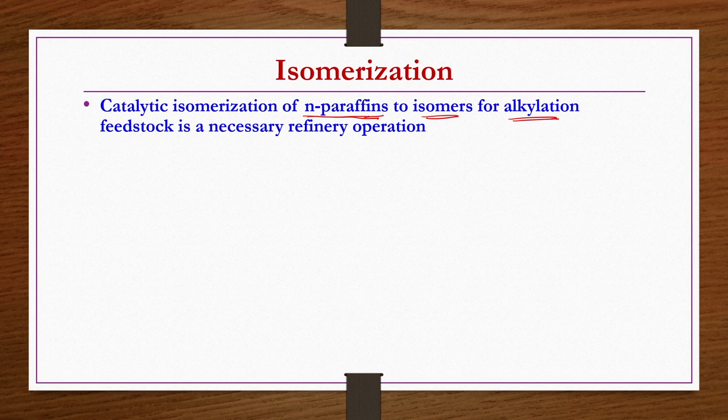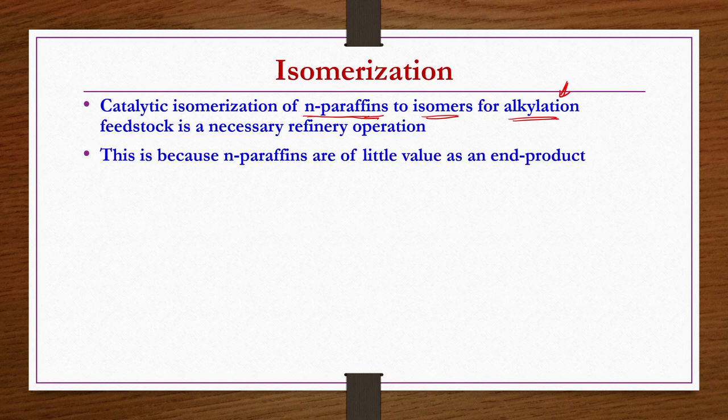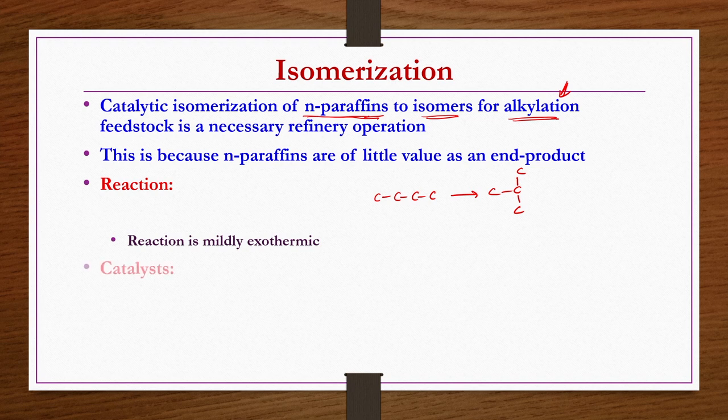So whatever product you form in the isomerization unit, you take as a feed for the alkylation unit. Alkylation unit we have just completed. This is because n-paraffins are of little value as an end product. Now we talk about the reactions involved in isomerization. Let us take a typical isomerization reaction. Let us say you have n-butane. If it undergoes isomerization, you get isobutane. The reaction is mildly exothermic.